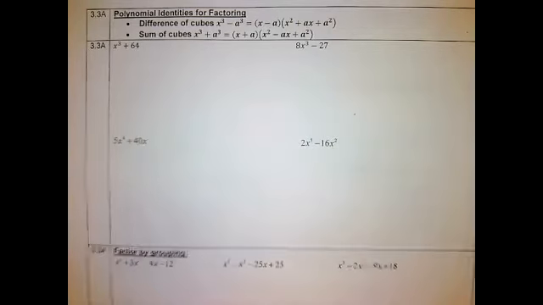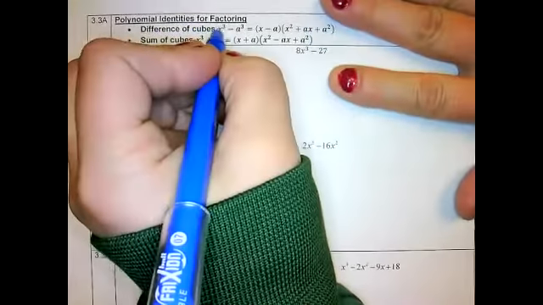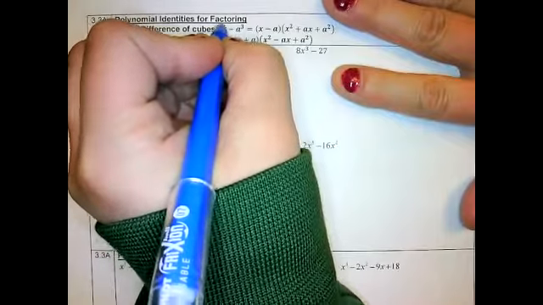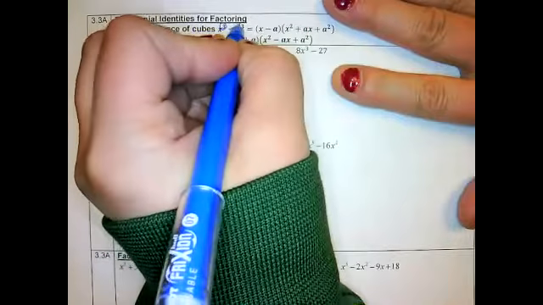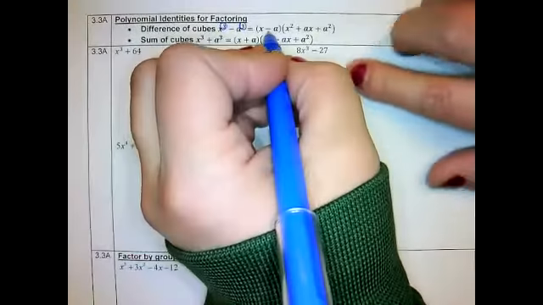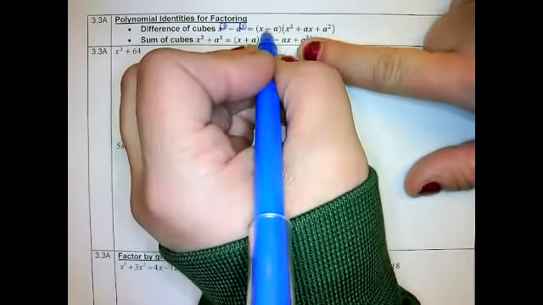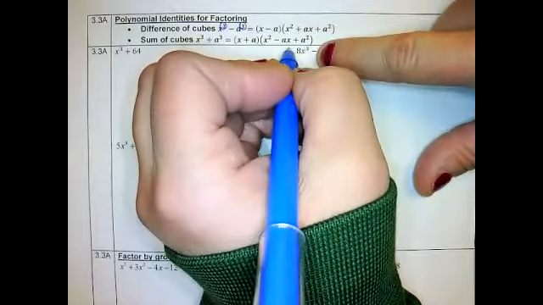The next polynomial identities we're going to talk about are difference of cubes and sum of cubes. So instead of having an x squared and an a squared, we're going to have an x cubed and an a cubed. These formulas are very similar, except the plus and minuses are changed.